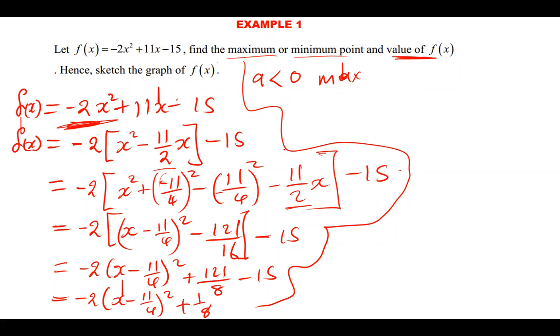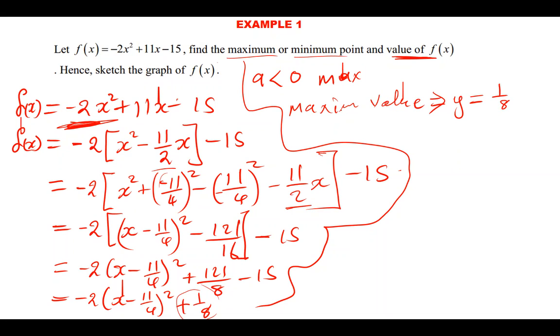So now to find the maximum value, you just get this 1/8 and equate it to y. So the maximum value implies that y is equal to 1/8. This is the maximum value.